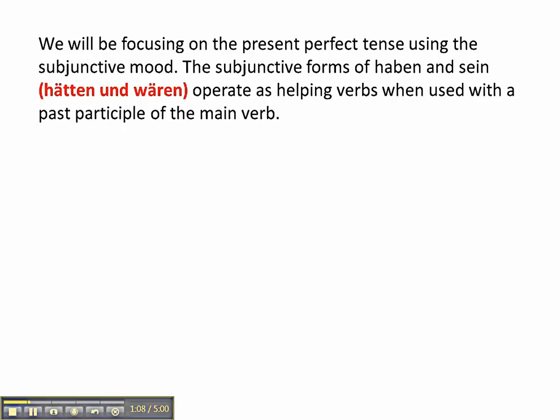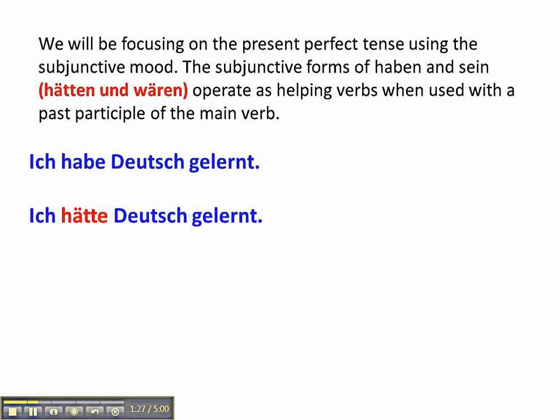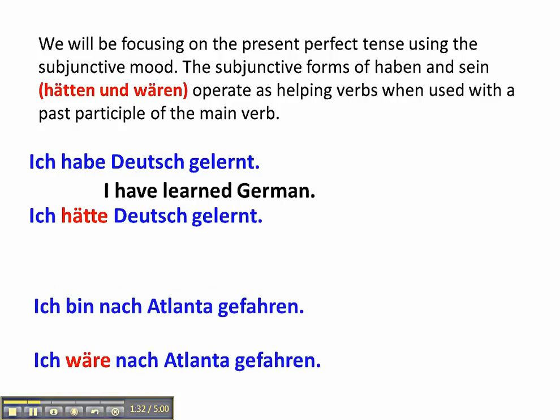Okay, so like I said, we're going to be focusing on the present perfect tense or perfect tense using the subjunctive mood. So subjunctive forms of haben und sein, which we already discussed, were hätte and wäre, they also have conjugations, and they operate as helping verbs when used with the past participle of the main verb. So for example, when you say ich habe Deutsch gelernt, that means I have learned German. But if you say ich hätte Deutsch gelernt, then it means I would have learned German. Now you are stating something that may have happened. It's not really for sure.